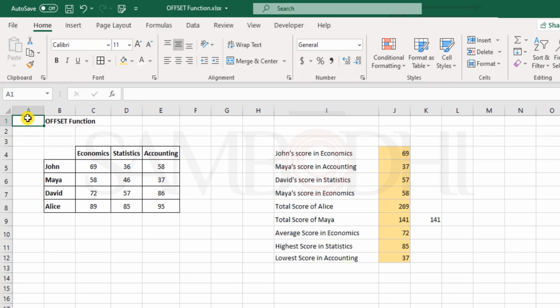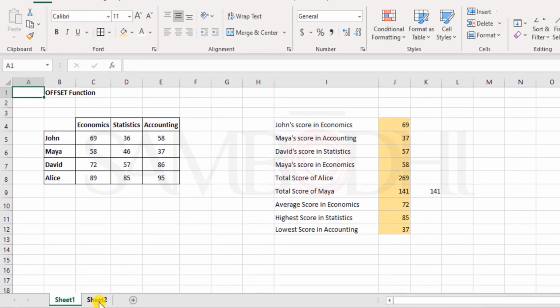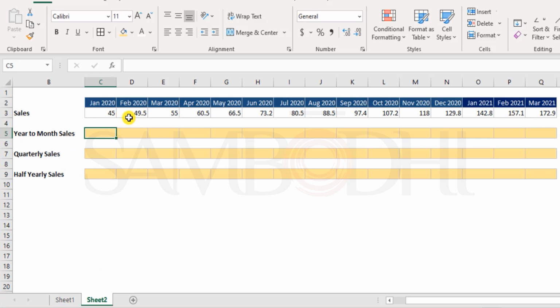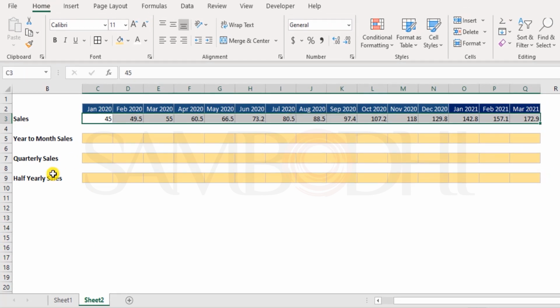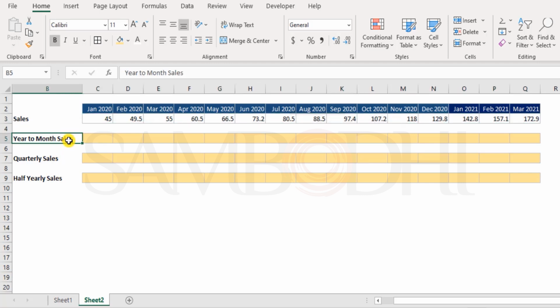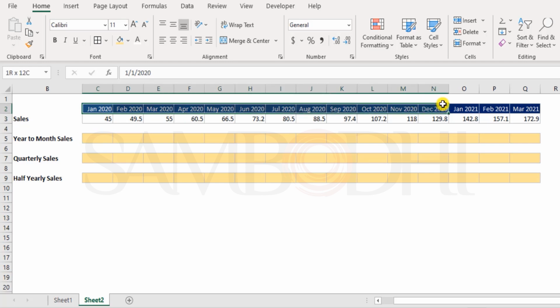Now let me show you some real applicability of this function, which you can best relate to and probably would better appreciate as well. Let's come to sheet 2, and here we have some sales figures, monthly sales figures. Now I would like to calculate the year-to-month sales. That means first year-to-month. Now this is a cycle of Jan to December.